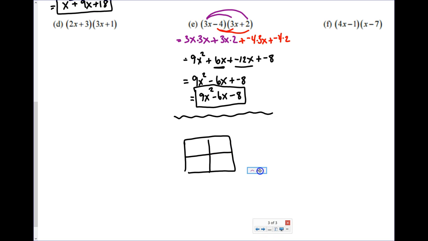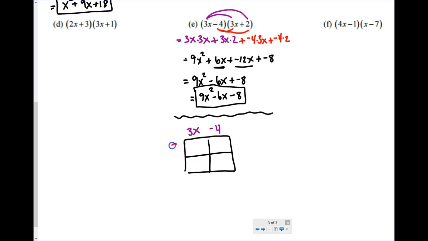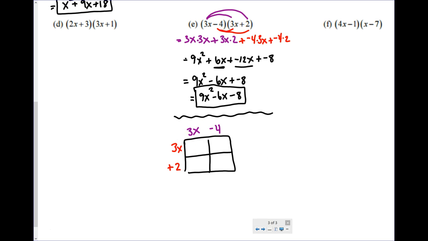What goes on top? The 3x minus 4. And remember, keep your signs. Keep your signs. It's really important. On the left is 3x plus 2. Now we multiply. What goes in the first box? 3x times 3x. That gives me 9x squared.